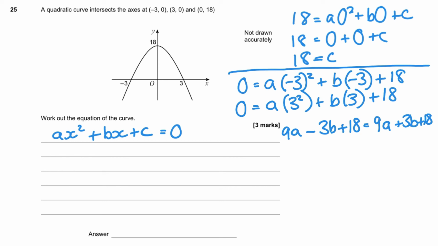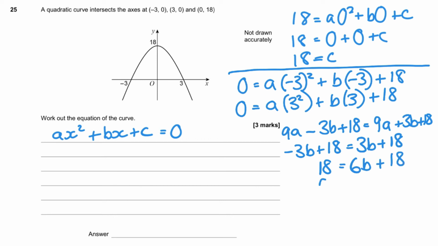So if we minus 9a from both sides, we've got minus 3b plus 18 is equal to 3b plus 18. If we plus 3b to both sides, we've got 18 is equal to 6b plus 18. If we minus 18 from both sides, we've got 0 is equal to 6b. So b must equal 0, so there's no x value in this quadratic. So now we've found b and c, we can go about finding a.